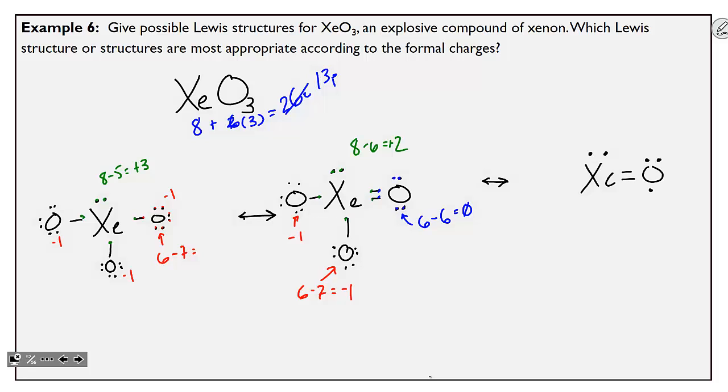You've probably figured out that every time I put a double bond, that's dropping some of these formal charges. Each one of these oxygens now has a formal charge of 0. This oxygen is still a -1, but xenon is in an even better place here.